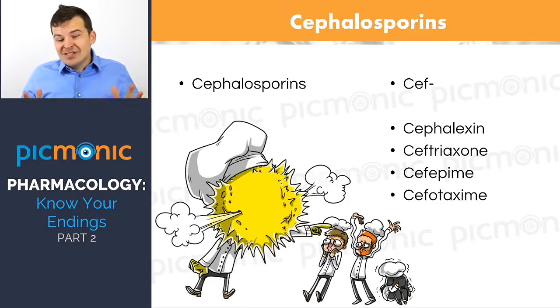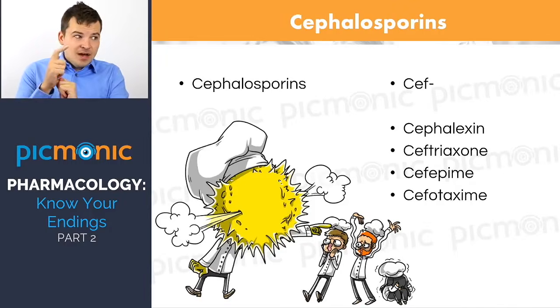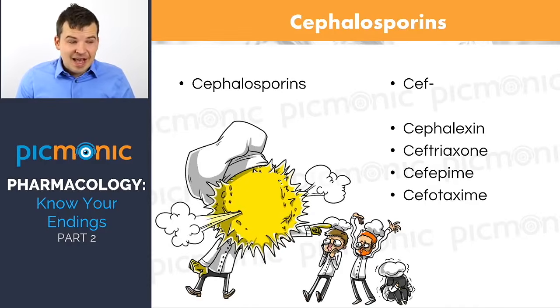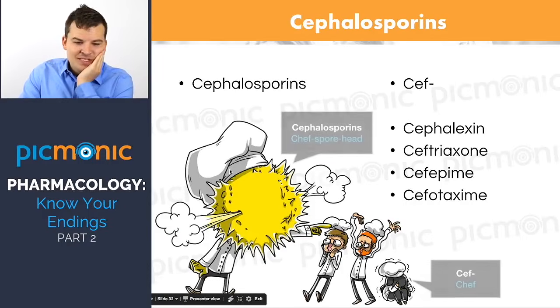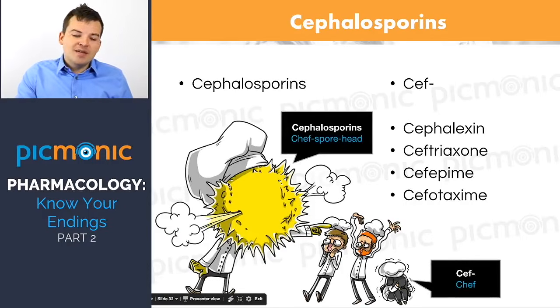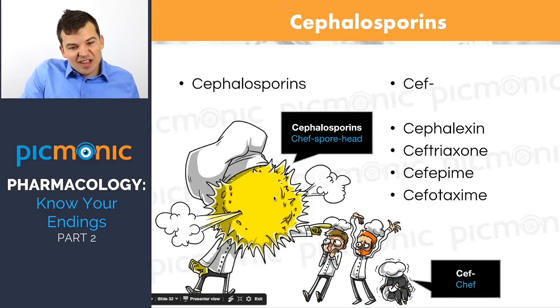Okay, so the next medication type I want to talk about are cephalosporins. Now, cephalosporins are lots of different types of medications. There are 5 generations of cephalosporins. You can remember them not by a drug ending, but by a drug prefix, and that's Ceph, C-E-F. Cephalosporins, Ceph. So, of course, we have our chef spore head here inside of Picmonic. Isn't he so cute right there? Just little chef spore head, so cute.